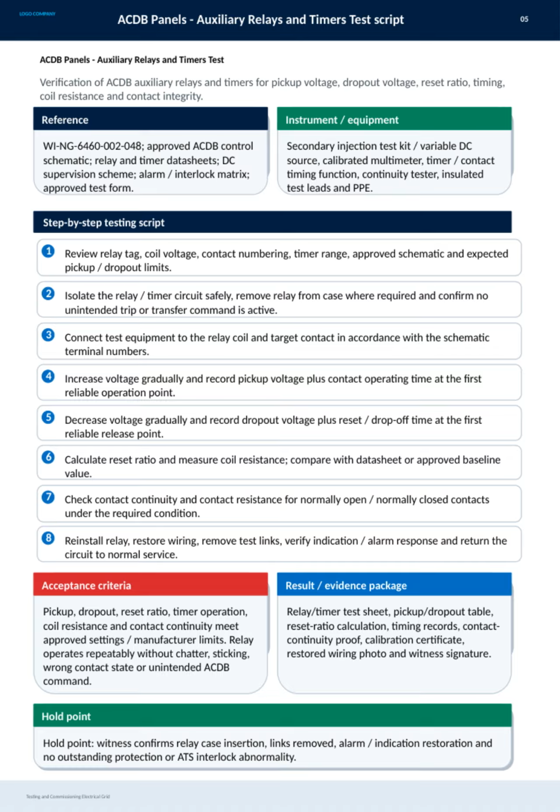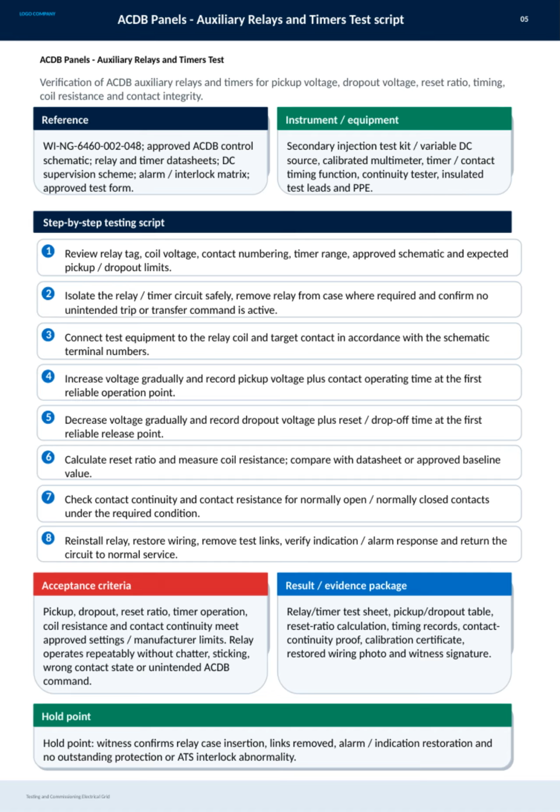Further, we calculate the reset ratio and measure coil resistance to compare with baseline values. We also check contact continuity and resistance for both normally open and normally closed contacts under specified conditions. After completing these tests, the relay is reinstalled, wiring restored, and the circuit verification ensures alarms and indications respond correctly before returning to normal service.